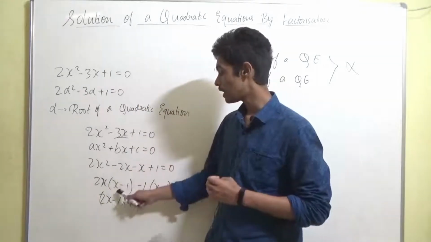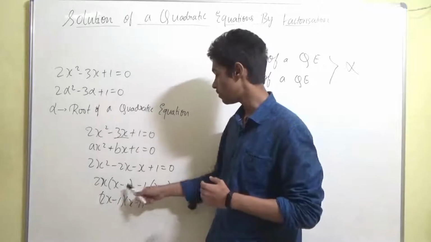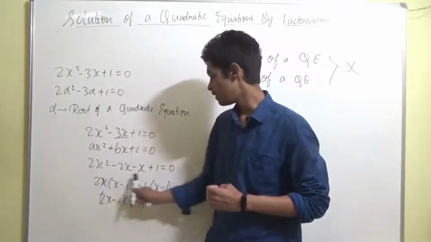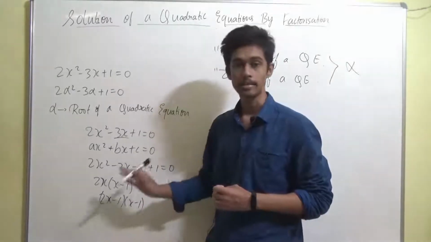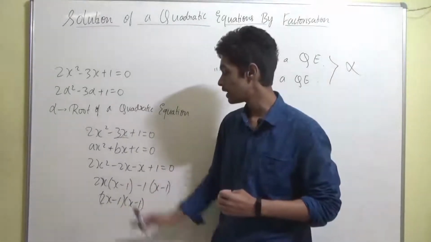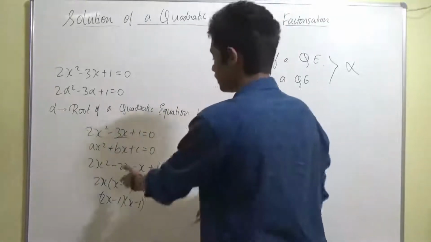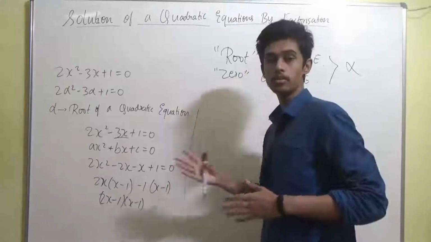After that, you have to start taking the common, and these two will always be the same, so you take it as one common, and the other two terms you club together and put in another bracket. This will be your factorized equation. And from this, how will you find the solution? That I'll also do here.